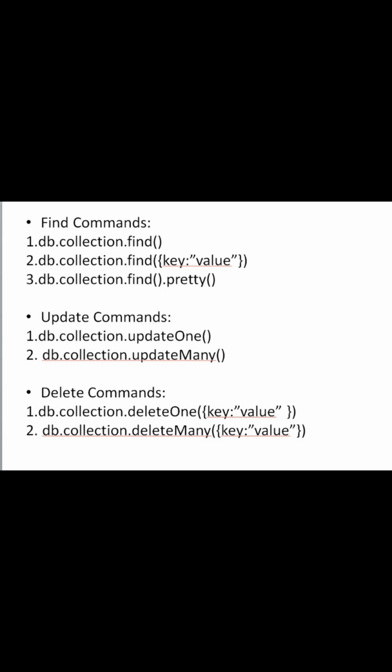Now I am going to update commands. There are 2 types, updateOne and updateMany. updateOne updates a single record or document, but updateMany updates multiple documents at the same time, so mainly updateMany is used in all organizations. Now we'll discuss delete commands. This is also the same as update. Here we have deleteOne and deleteMany. This is also the same, deleting a single record and multiple records.